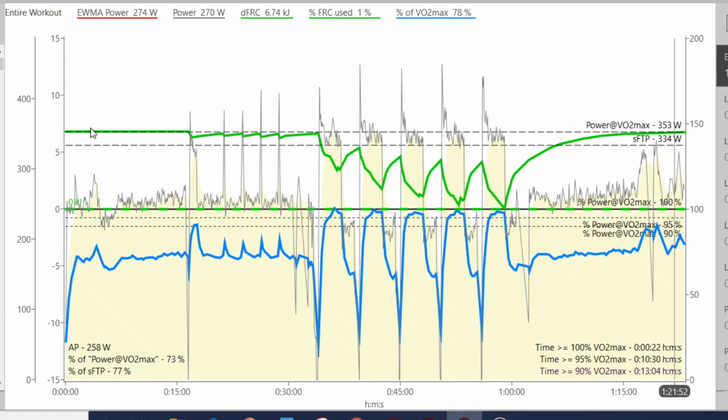So here is dynamic FRC based on your set FTP and your FRC from the power duration curve. Set FTP that you set and FRC that is provided by the power duration curve. So again, we can see that dropping down as we exceed FTP. So we have a situation where we're coming up and we're getting close to 100% power VO2 max in each interval.